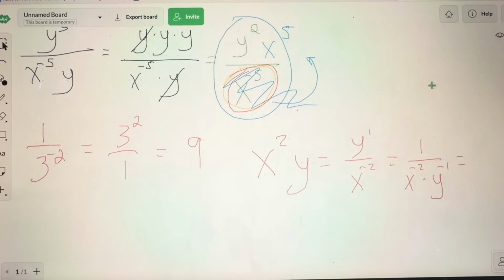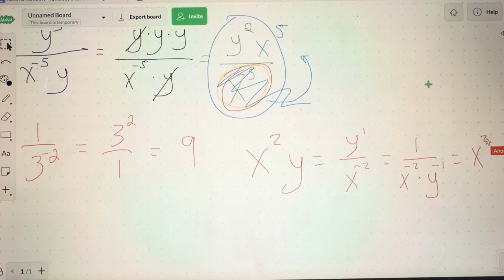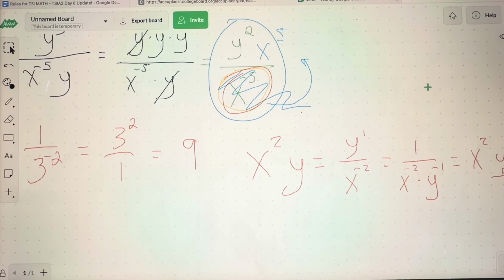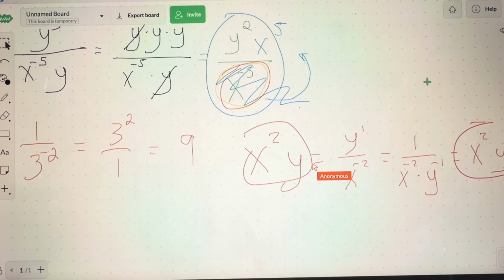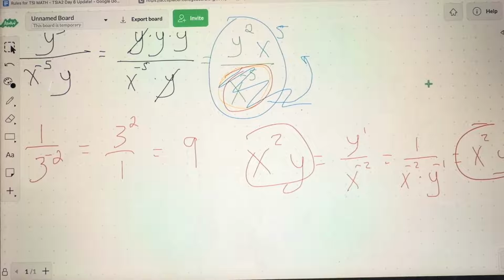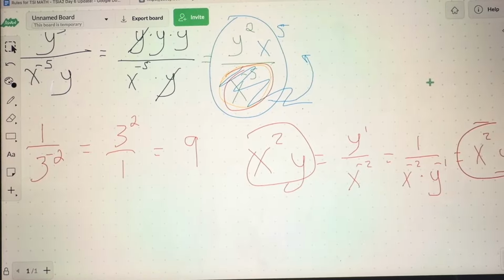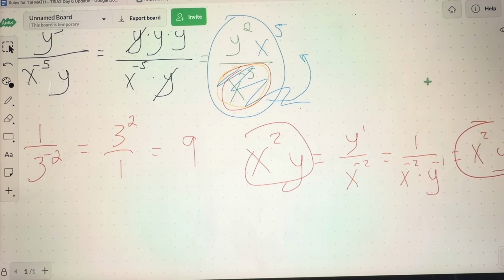I just kind of want to show you how this works. x squared times y is what we started with. Does that make some sense, Francisco? Yeah. Basically, anytime you cross the fraction line, just change the sign of the exponent. That's all. So, another way to think about it.